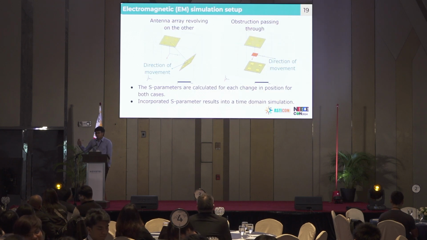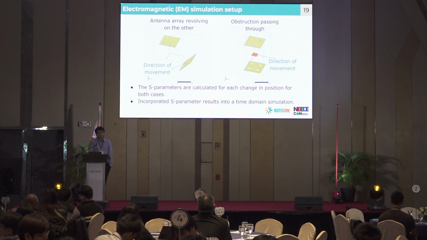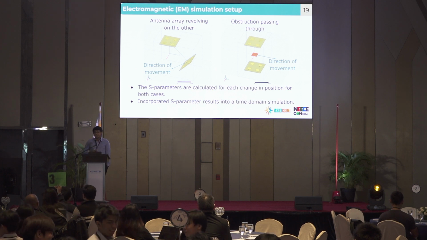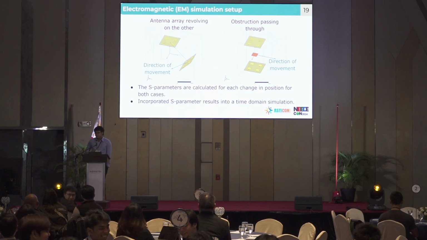Okay, so what we did is we simulated moving antennas or a moving obstruction in an electromagnetic simulator. The first one is the antenna revolving around the other. The second one is an obstruction passing through the space between the two antennas. This is a scaled version of long-range wireless power transfer. It's still in the radiative near field.